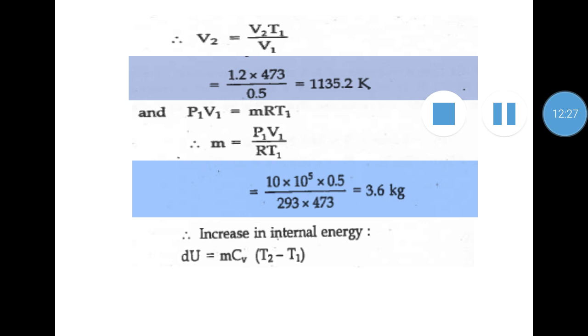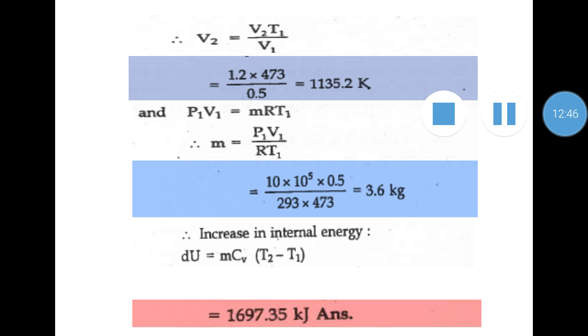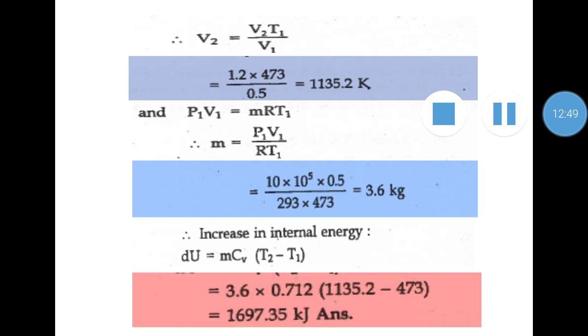Therefore the formula for increase in internal energy is dU is equal to m Cv (T2 minus T1). Here m is the mass which I calculated previously, Cv is given, T2 we have calculated as 1135.2, and T1 is the given data. Filling in all these values, m is 3.6, Cv is 0.712, T2 is 1135.2 minus T1 which is 473. We are getting the increase in the internal energy as 1697.5. So solving this, we will get the required answer.